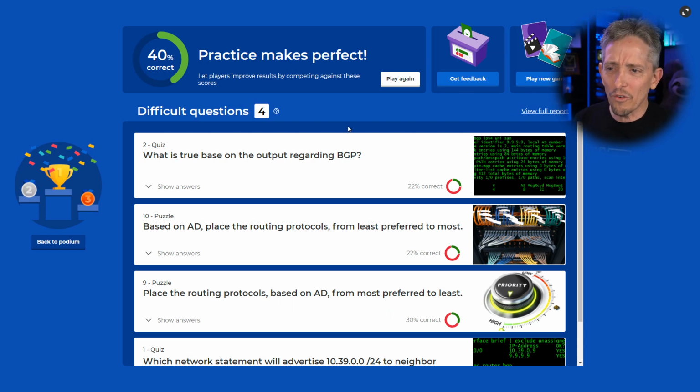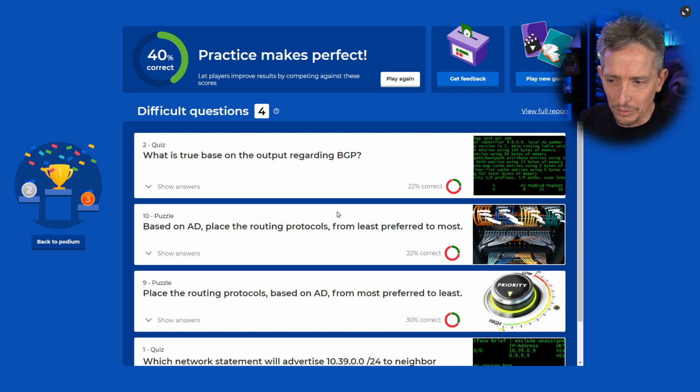So overall, we got 40% correct. This is the perfect time, by the way, to identify what we need to study and where we might need to improve. It's a good place to do it before we go to the actual exam, whether it's delivered virtually or we go to a physical facility.